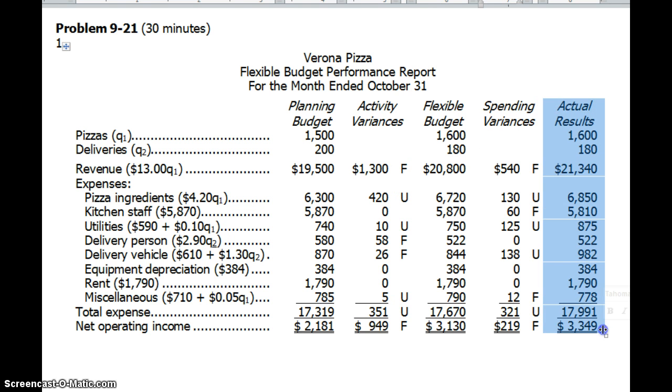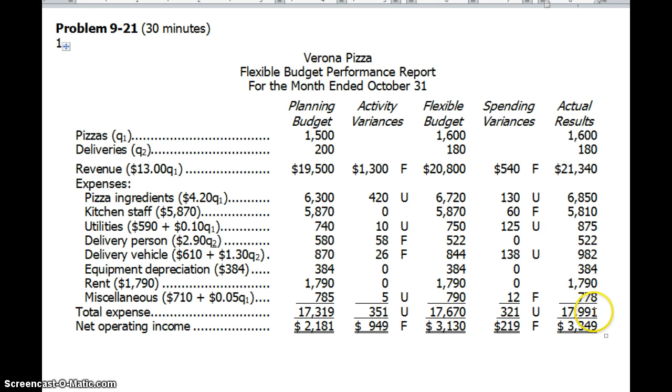Actual results as given, we just drop those numbers in: 1,600 pizzas, 180 deliveries. And using the formulas that are given in that first table, we have to go through and then calculate, or actually we don't have to. It's given to us. Pizza revenue is $21,340. Pizza ingredients $6,850. $5,810 of kitchen staff, utilities, delivery person, delivery vehicle, equipment depreciation, rent, and miscellaneous, all as given.